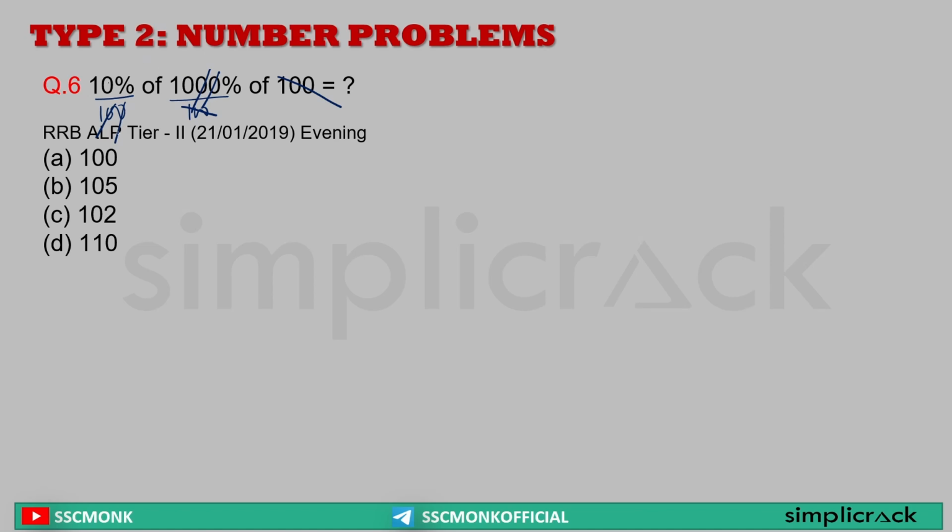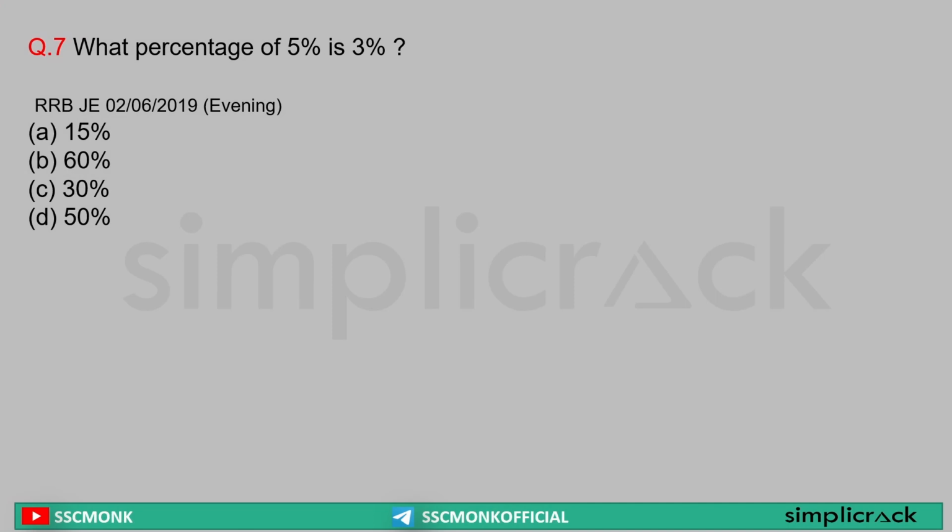What is remaining, sir? 10 into 10, 100 answer. Next. What percentage of 5% is 3%? That means x percentage of 5% is equal to 3%. If I remove all this, I can say x percent of 5 is 3. Very basic, 5 6s are 30. We are talking about 5, so it is 60%. Answer B. Quite simple.